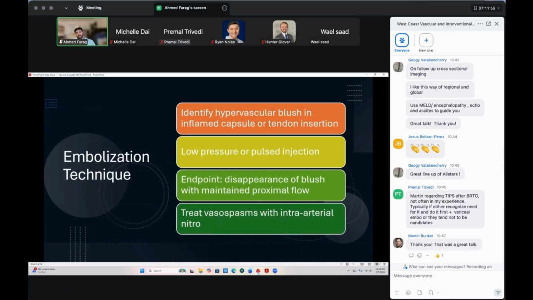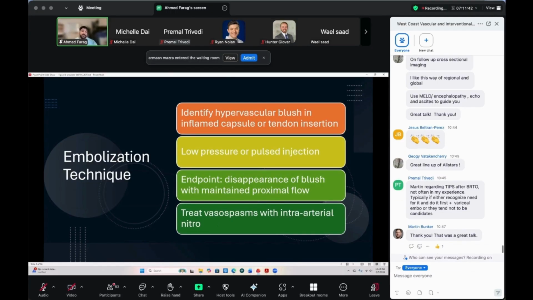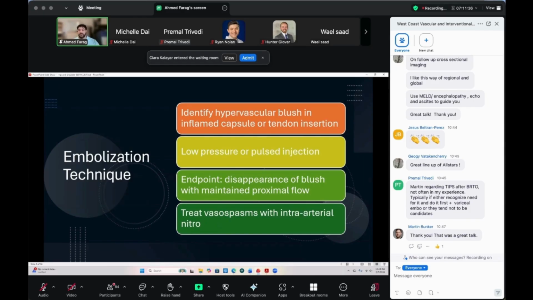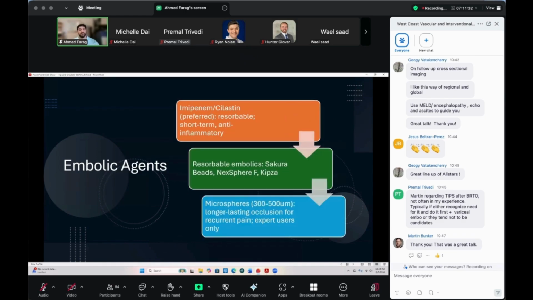So the embolization technique, we get into our target vessels and we go as distal as we can. We identify the hypervascular blush and we treat them one by one. Just a normal low pressure pulsed injection. And then we check after. A lot of times the endpoint is when that blush is gone. I often go small and check it again. If there's still blush, I add a little bit more. And if you have any vasospasms, treat that with nitro.